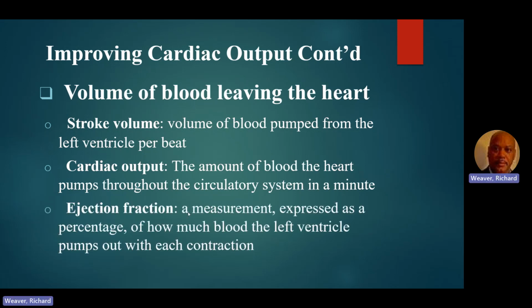And of course, the last one is ejection fraction. Now, this is the measure that is expressed as a percentage of how much blood the left ventricle pumps out with each contraction. And the normal range is between 55 and 70%.